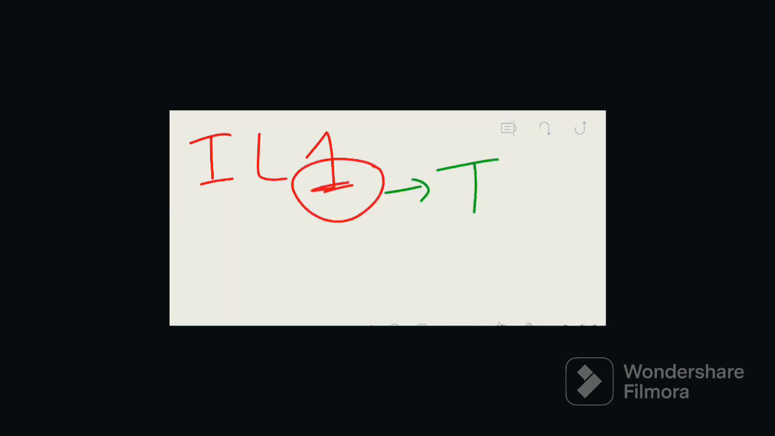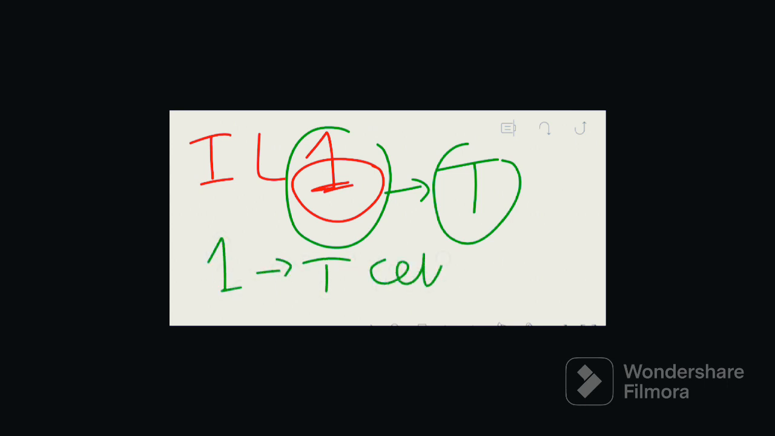First, we talk about interleukins. Interleukin 1, we write this as IL-1. If we look at this, it looks like a T. So interleukin 1 is for T cell activation.